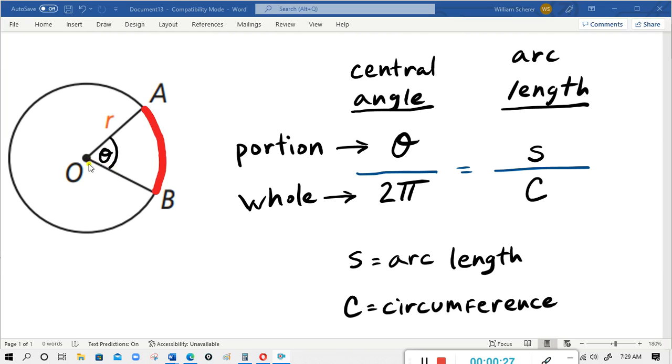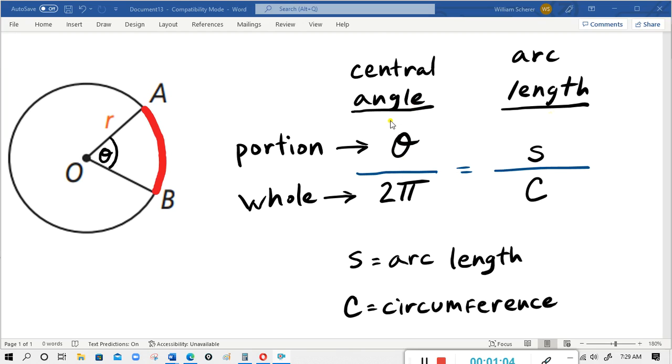Anyhow, this point O is the center of the circle, and this angle right here is considered the central angle. Okay, and it is represented by that Greek letter theta. And the central angle determines what percentage or portion of the circle the arc length actually covers. As you can see, the arc is a portion of the circumference of the circle. So we can set up a ratio and proportion based on the angles and the arc length.